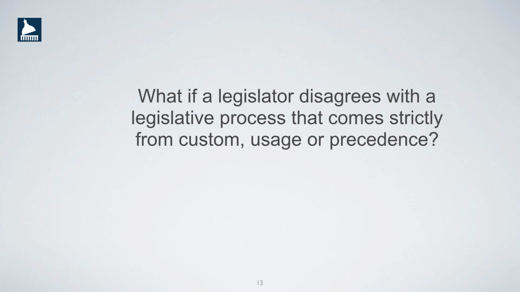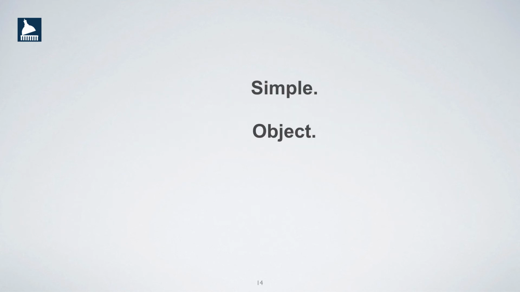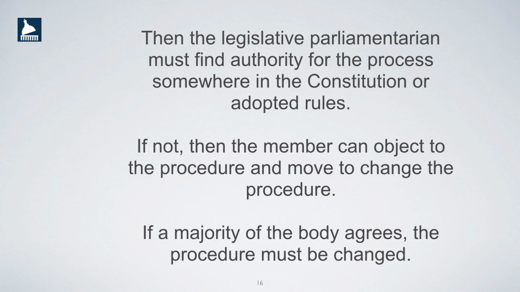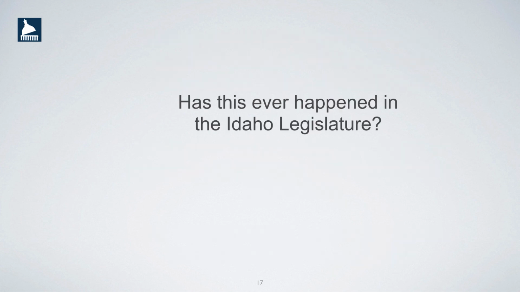What if a legislator disagrees with a legislative process that comes strictly from custom, usage, or precedents? Simple. Object. Then what? Then the legislative parliamentarian must find authority for the process somewhere in the Constitution or adopted rules. If not, then the member can object to the procedure and move to change the procedure. If a majority of the body agrees, the procedure must be changed.